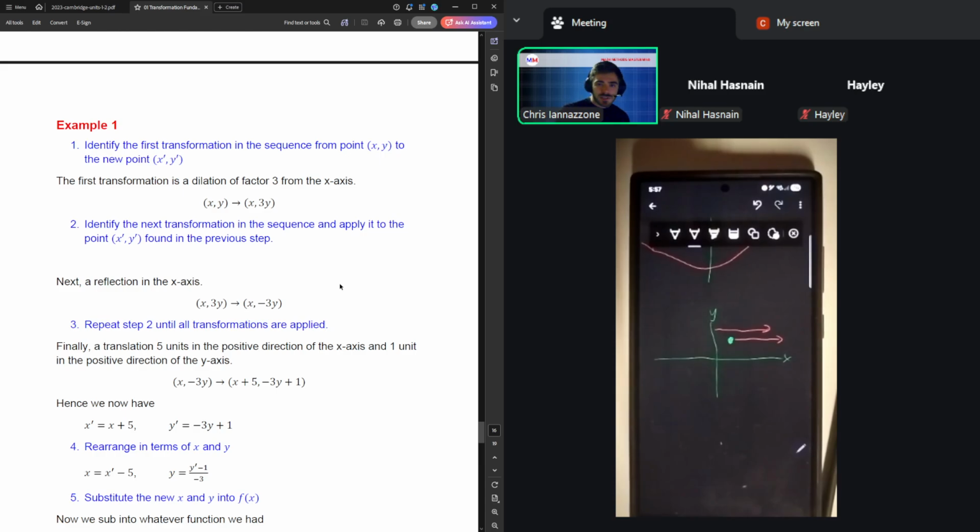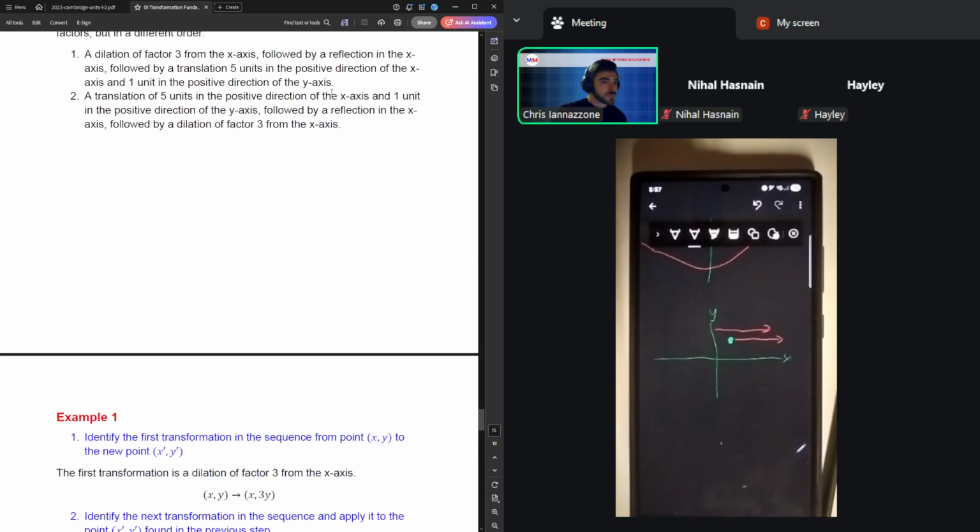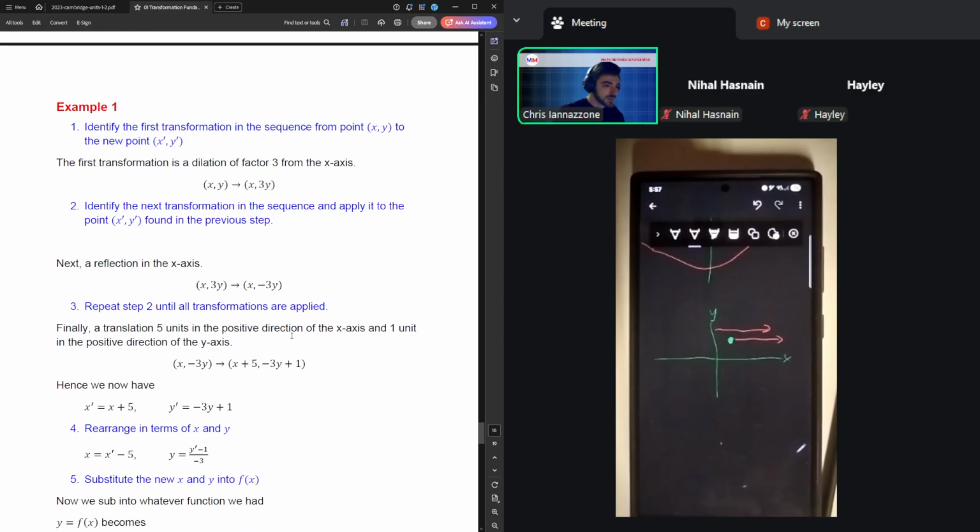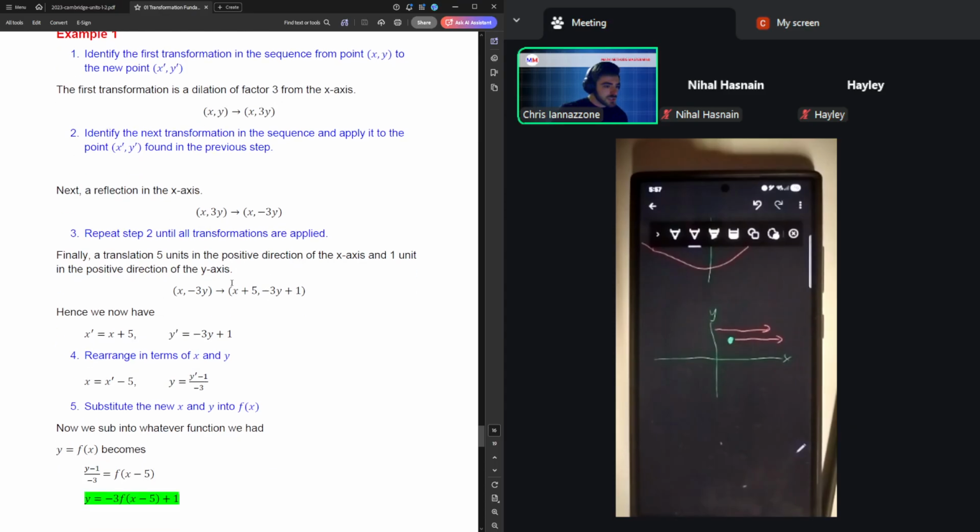However long your sequence is, you just do all of them. You've got 2 more to do. Translate 5 in the positive x, 1 in the positive y. Or in other words, 5 right, 1 up. So we do exactly that. Where we left off was here, so that's where we're going to start for that next one. It was 5 in the positive x and 1 in the positive y. So you take whatever this says, add 5 to it. You take whatever this says, add 1 to it.